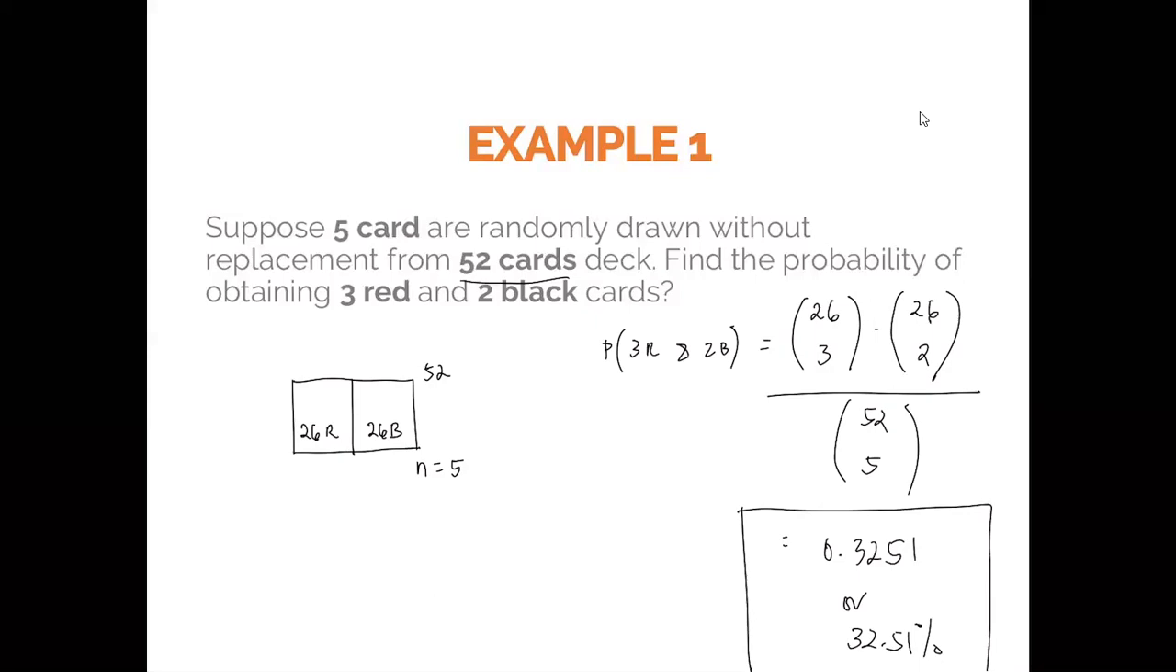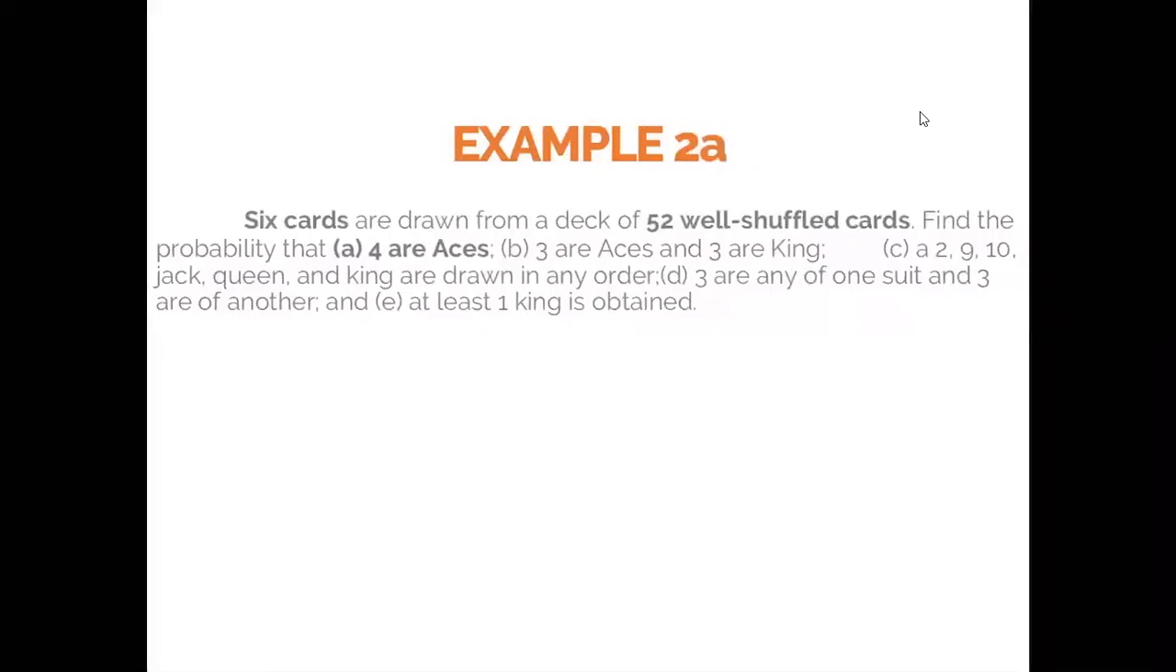Okay, next, with the example number 2. Okay, 6 cards are drawn from a deck. So, drawing ka lang ulit. May 52 cards ka, population mo, ang kukunin mong sample size ay 6. Okay? Tapos, ang pinapahanap, find the probability na 4 are aces.